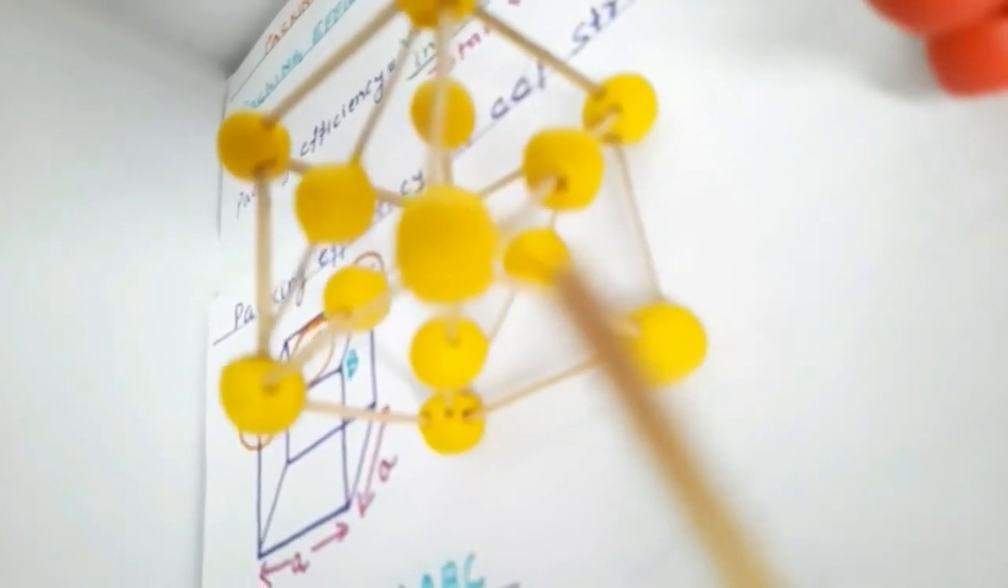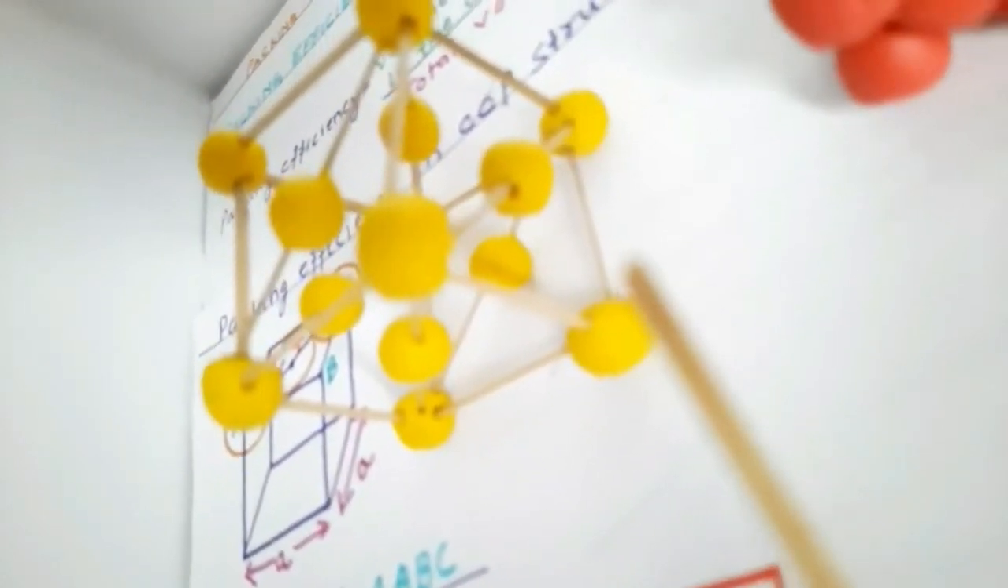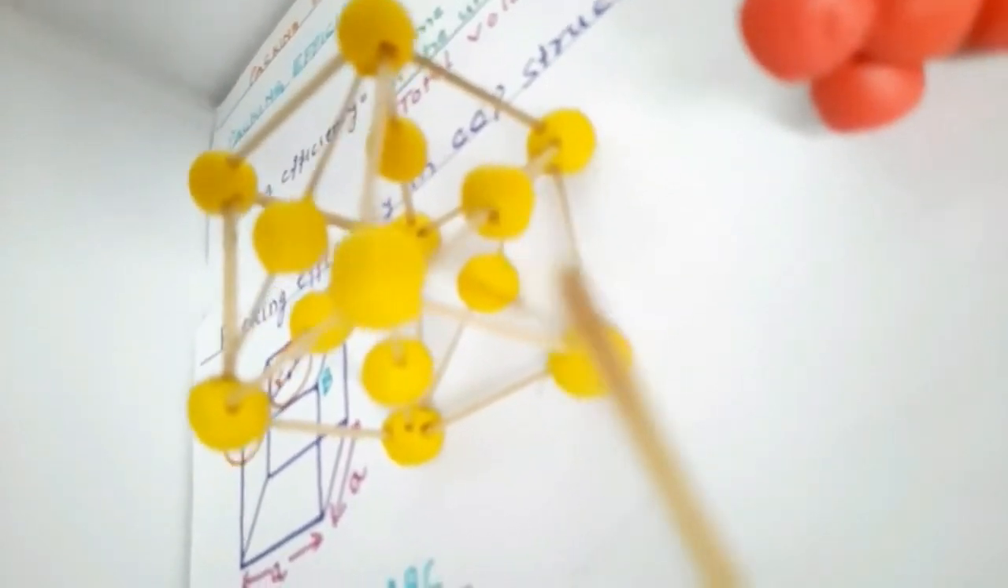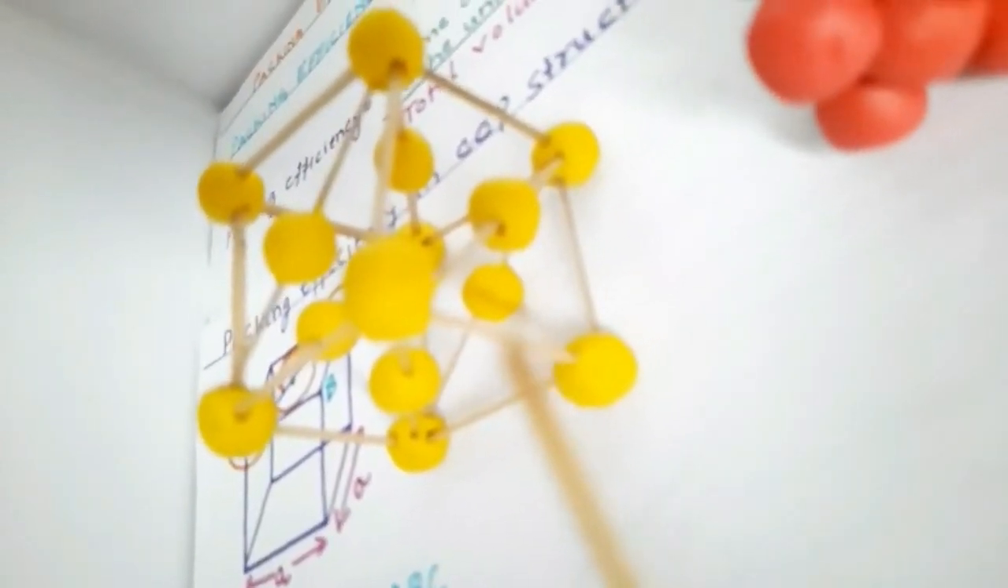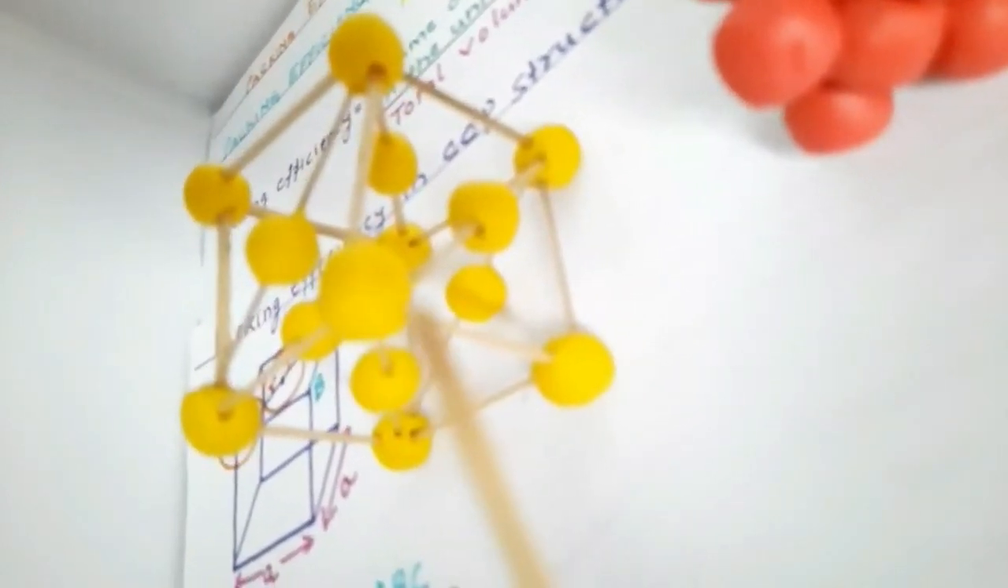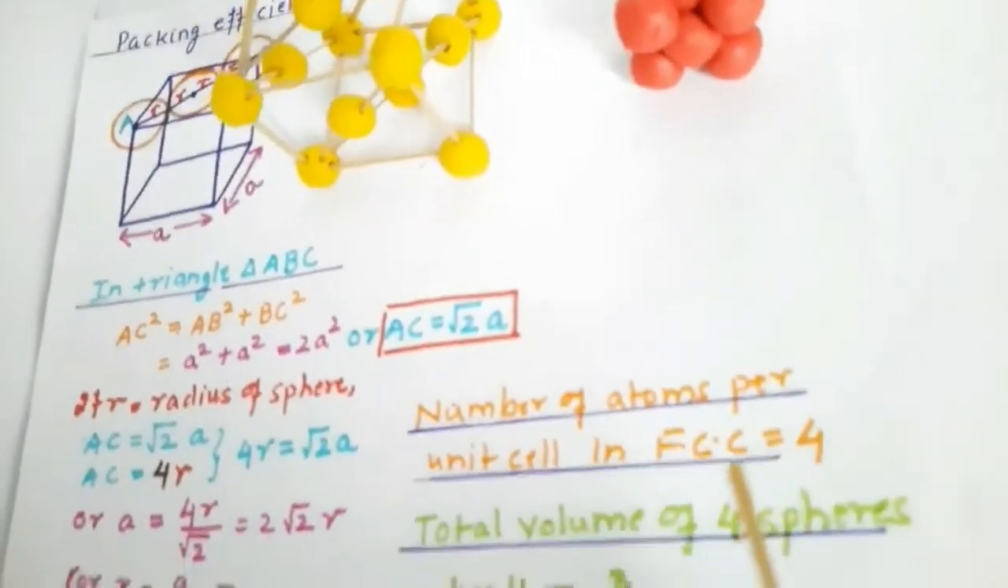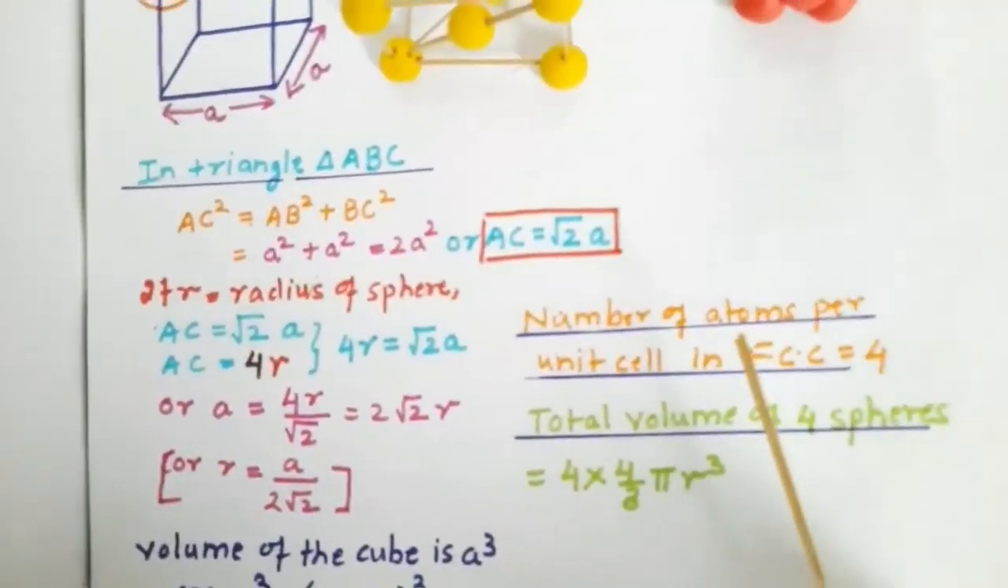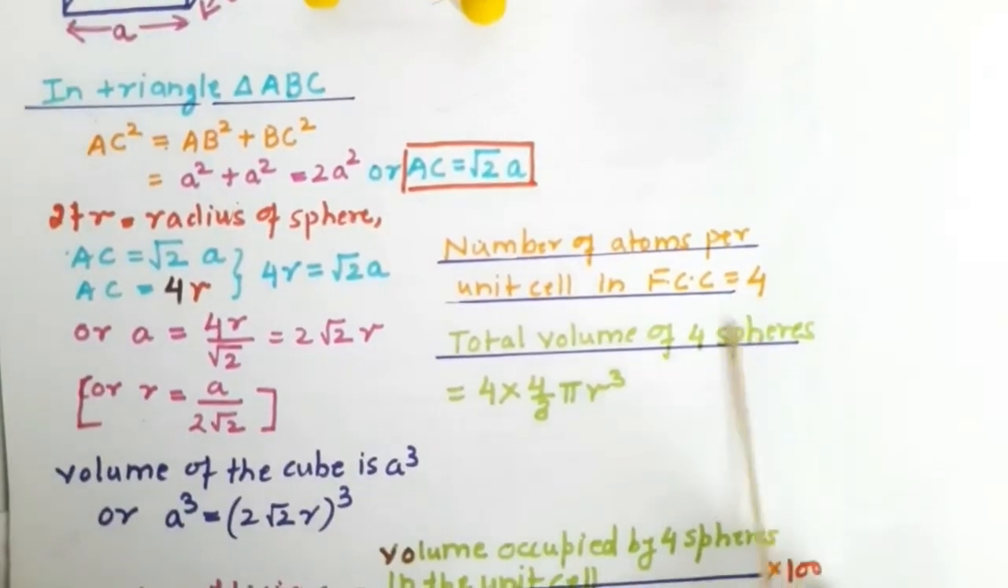And there are 6 faces, and 6 spheres are placed at the face centered positions, and the face is common between two unit cells. So 6 multiplied by 1 by 2 will give 3. 3 contributed from the face centered positions and 1 contributed from the corner. We get 3 plus 1, that is equal to 4. So the number of atoms per unit cell in case of FCC comes out to be 4. The number of spheres per unit cell in FCC is equal to 4.